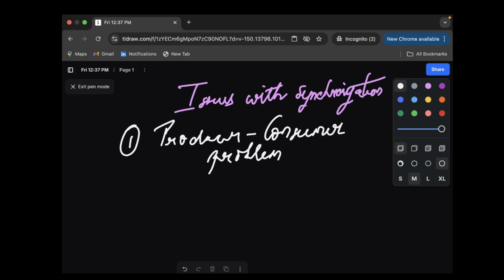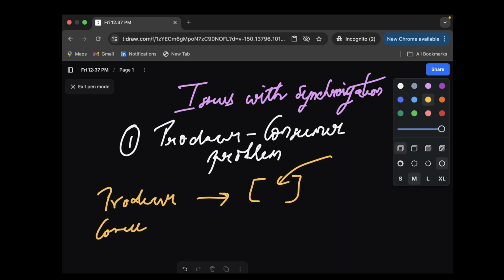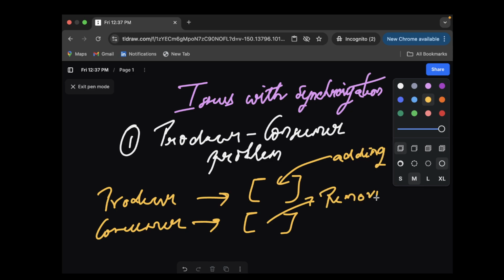Basically, what is said is the producer should not add to a full buffer. So if there is a buffer with no space to add, the producer shouldn't be able to add to it. For the consumer, if there are empty spaces, the consumer should not remove from there. So this is adding, and this is removing from an empty buffer. This is the first problem that we had, right?